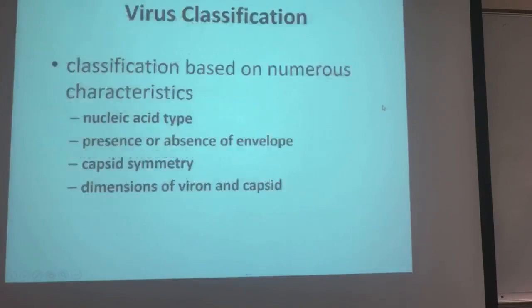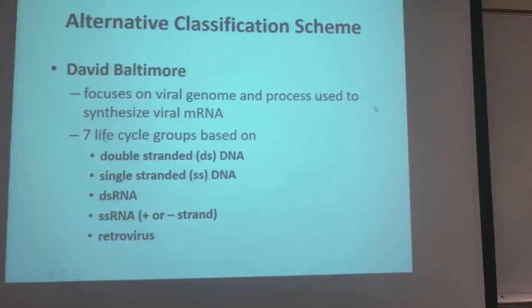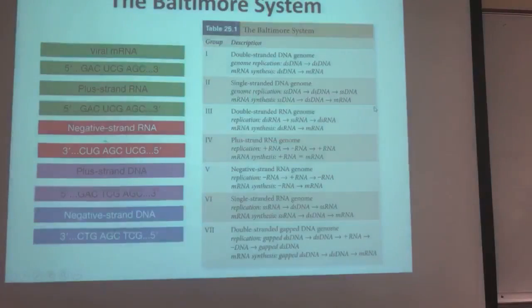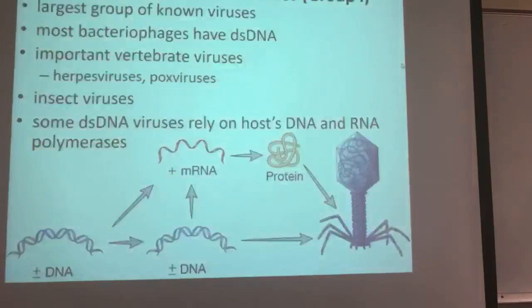And then we talked about viral classification, specifically the David Baltimore system, or the Baltimore system. You should know about group 1, 2, 3, 4, 5, 6, 7. Okay? With each of these groups, you should know how the virus makes more of its genome and how it makes more of its proteins, right?